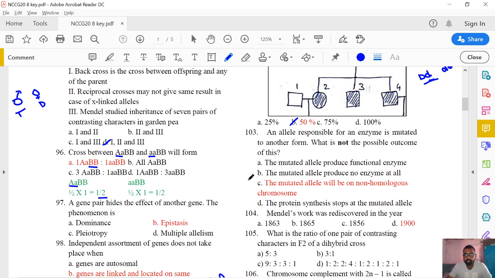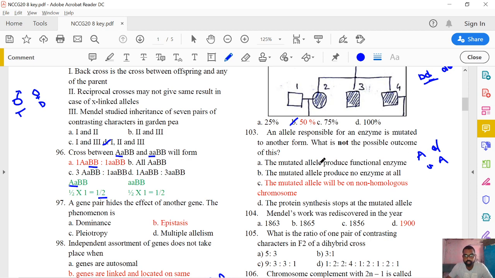An allele responsible for an enzyme is mutated to another form. What is not a possible outcome of this? Say there is an allele at a particular locus, and it is being mutated. It can mutate from capital A to small a, or small a to capital A. You can tell only by seeing the characteristic of that. So what is not possible from this particular mutation is the question.